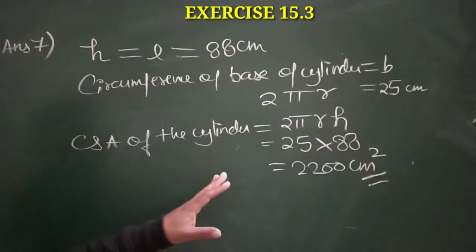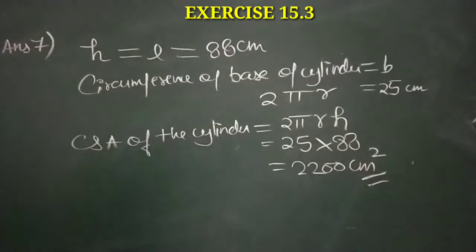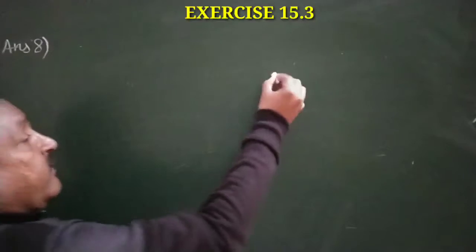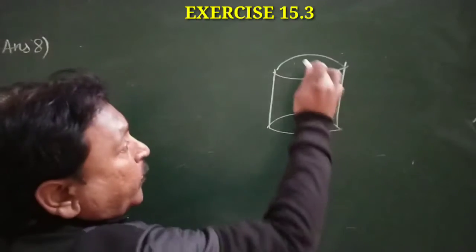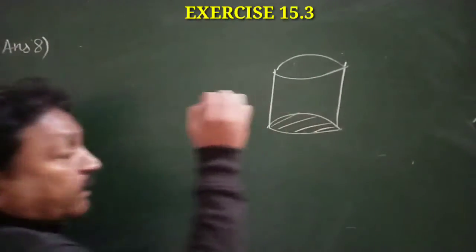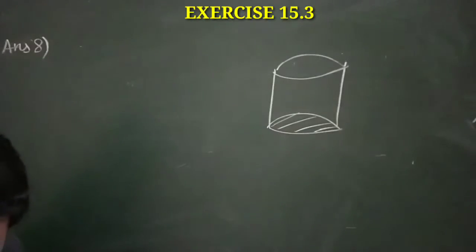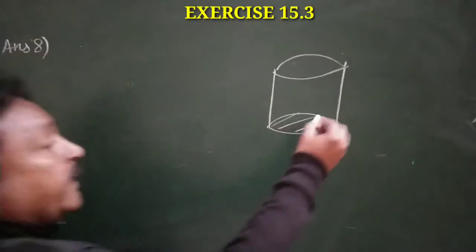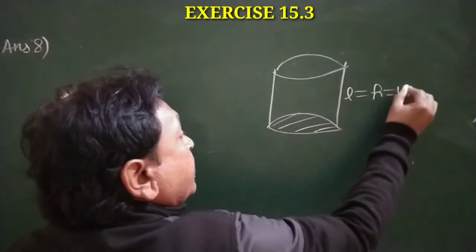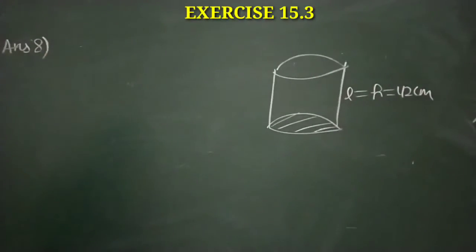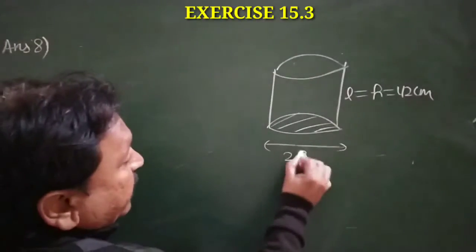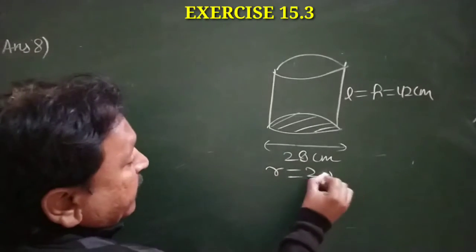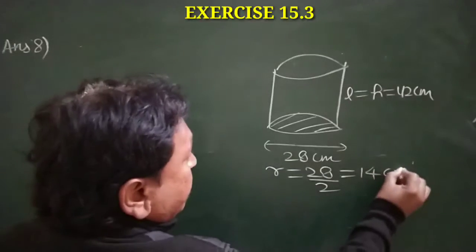So students, just note it and read question number 8. Question number 8 is saying an open cylindrical vessel. It is an open cylindrical vessel, it means it is actually open from the top. Here it is closed. The question is saying that the open cylindrical vessel whose length, which means its height, is 42 centimeter, and its diameter is 28 centimeter. We all know that the radius will be half of diameter. It will become 14 centimeter.